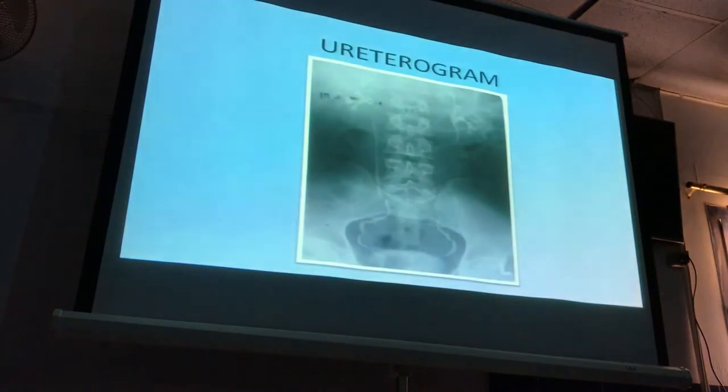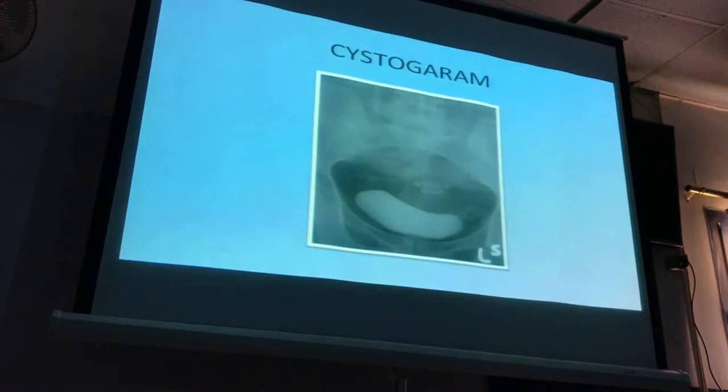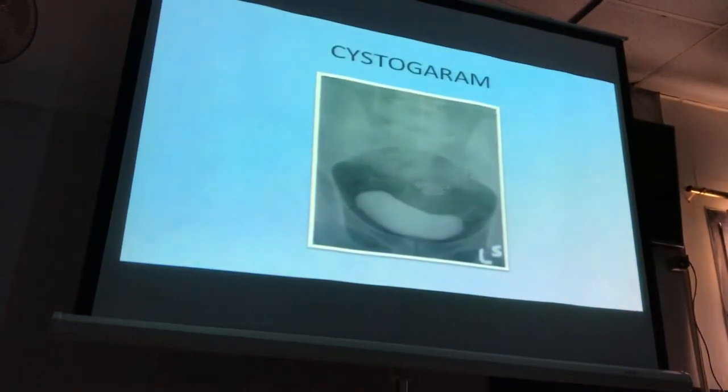This is an X-ray with a contrast showing the pelvic caliceal system and the two ureters. So you will see the ureters, it is urethrogram. Cystogram, this means the dye fills the urinary bladder.